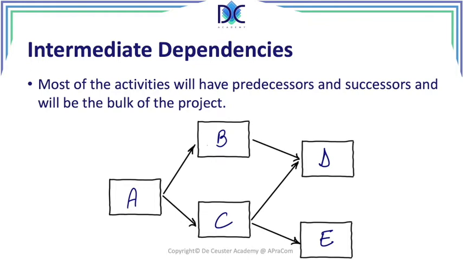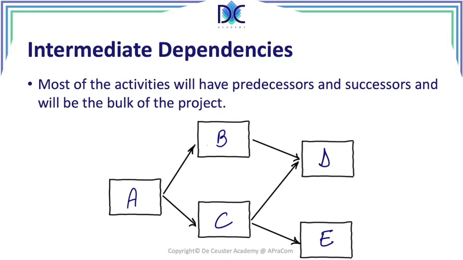So these are the intermediate activities that are completed once the predecessors have been completed, in this case A, and they will give the start, once completed, to the successor activities, in this case D and E.